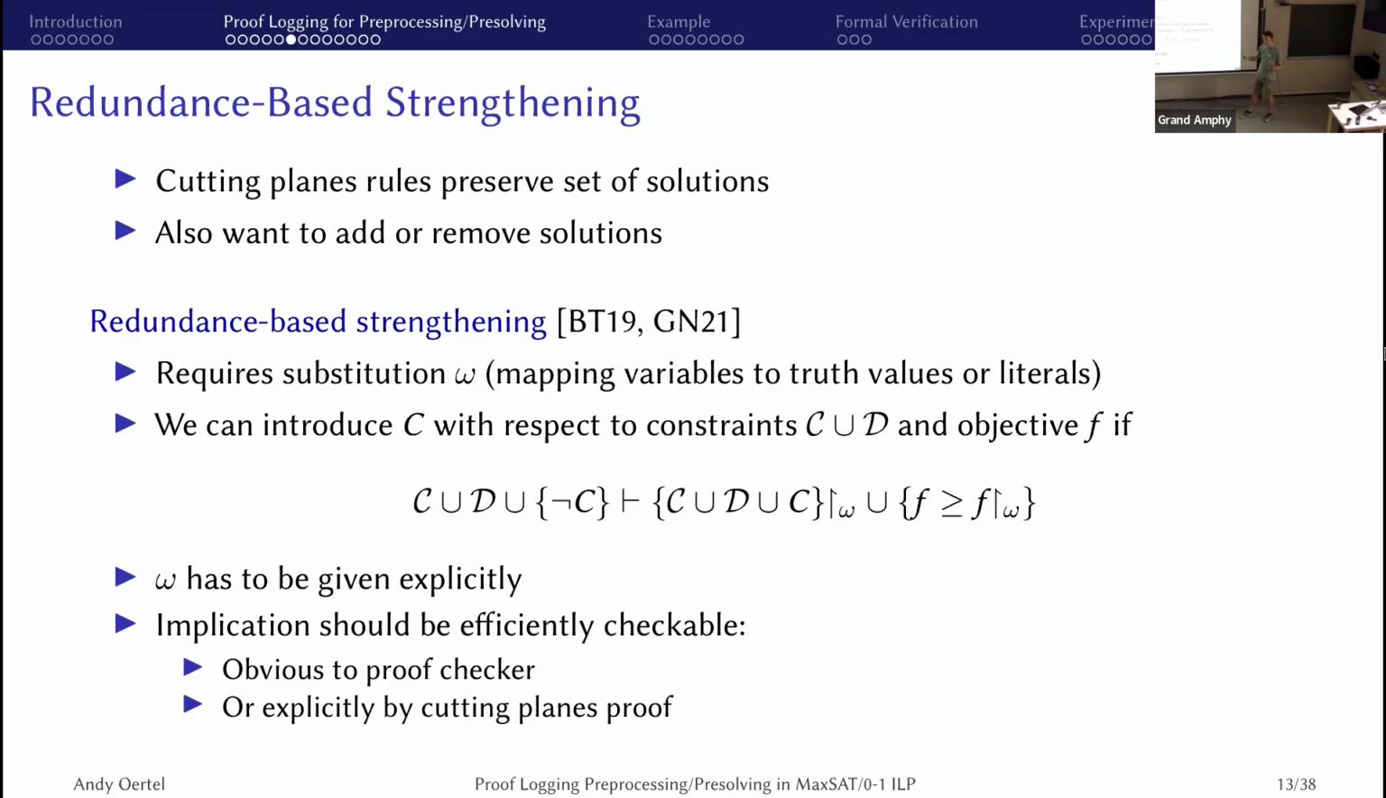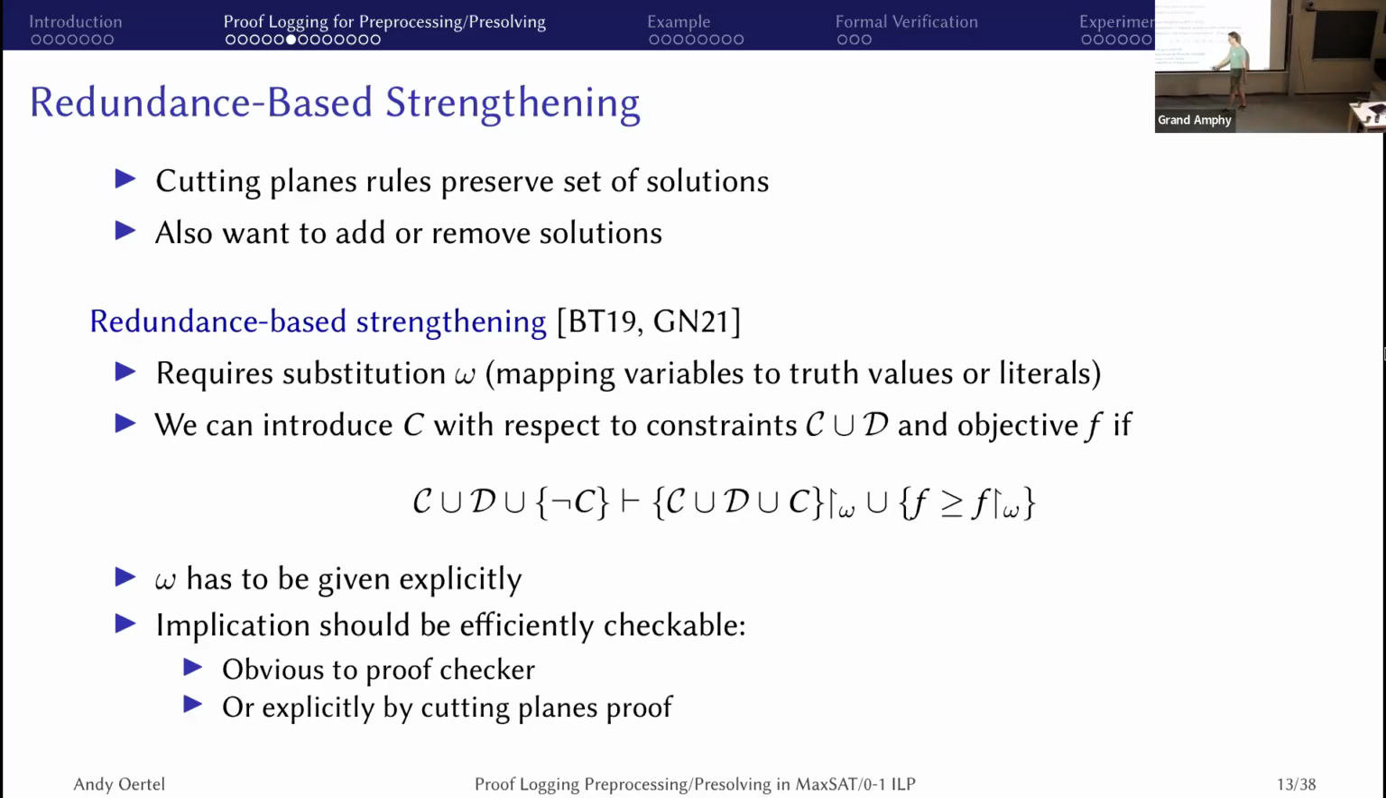If a solution is falsified by this newly added constraint, then we can repair it with a valid solution using a substitution, and this has to satisfy all the constraints, and the objective must not be worse with respect to this new solution. For this rule, we explicitly need the substitution to be given, and we should also be able to check that this implication holds.